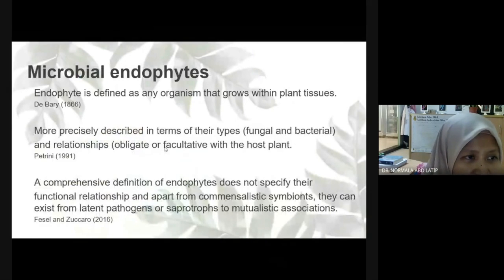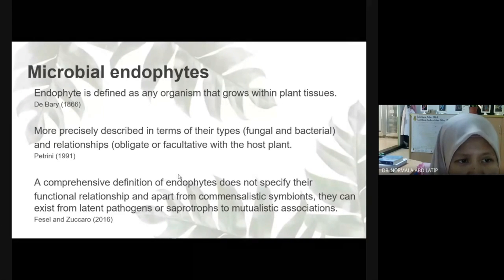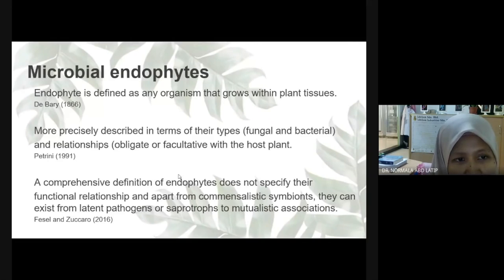As an introduction, what are microbial endophytes? The term endophyte was introduced by De Bary in 1866, where an endophyte is defined as any microorganism which grows within the plant tissue. So any microorganism which grows within the plant tissue we can call an endophyte. More precisely, they can be described by their types, whether fungal or bacterial, and their relationship to the host plants, whether they are obligate or facultative endophytes.